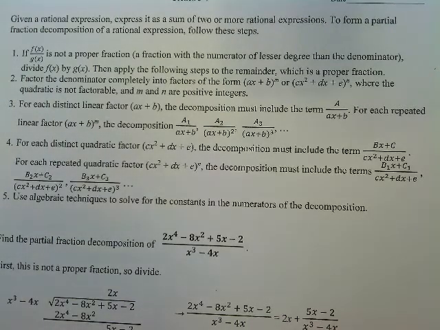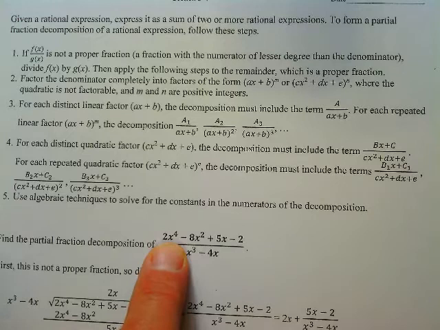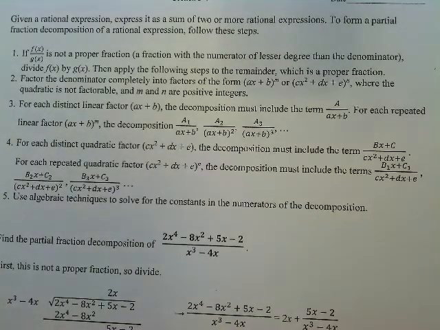Now, the first step is if it is not a proper fraction, meaning that the degree of the numerator is higher than the degree of the denominator, then we have to do some division to make it into a proper fraction. And then we'll apply the rest of the steps. If it is already a proper fraction, then we can go right to the different steps.